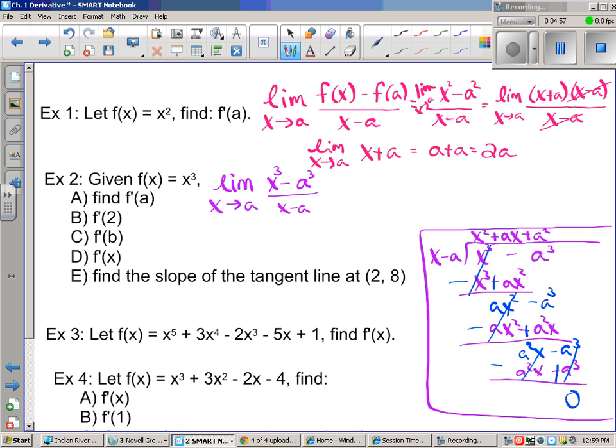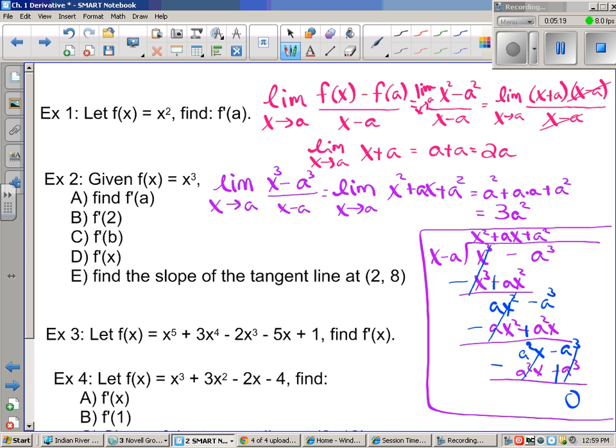So what that means here is when I divide by x minus a, I am left with x squared plus ax plus a squared. Now to evaluate the limit, we're going to plug that a inside there, giving me a squared plus a times a plus a squared, which of course is 3a squared. Lovely.